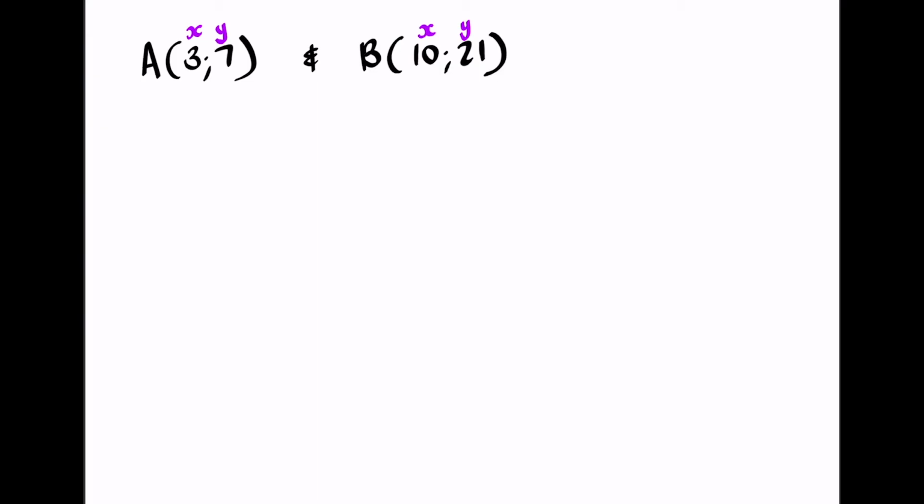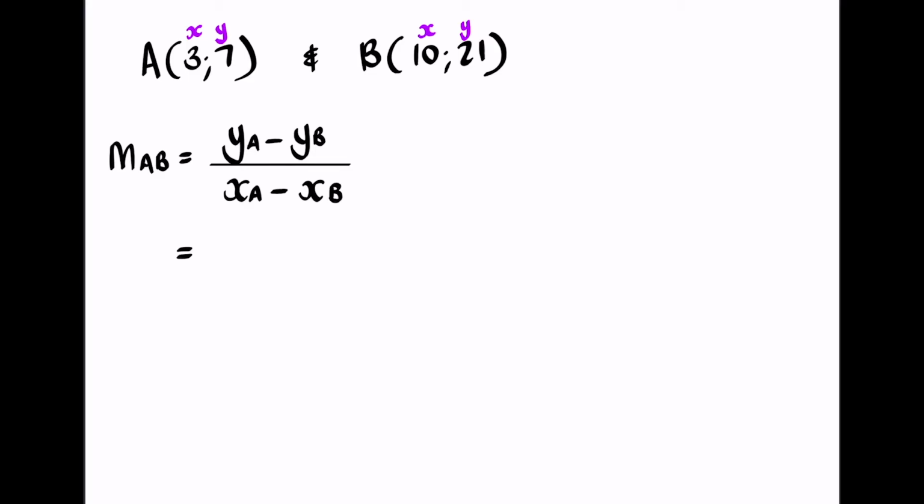For both of these methods, or both of these equations, we need to determine the gradient. So we're going to start by calculating the gradient of line AB. So that's the change in y over the change in x. So the y of A minus the y of B over the x of A minus the x of B.